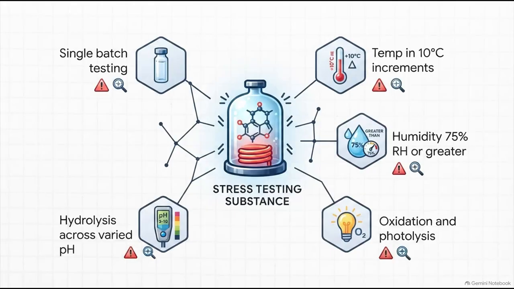And to really understand that raw substance, well, we kind of have to torture it a bit. We call this stress testing. Usually it's done on just a single batch, and we intentionally push this unformulated molecule right to its breaking point. We crank up the temperature in 10-degree increments. We blast it with 75% relative humidity, or even higher. We expose it to light, oxygen, and varied pH levels. Why? To discover its intrinsic stability and map out its likely degradation pathways.